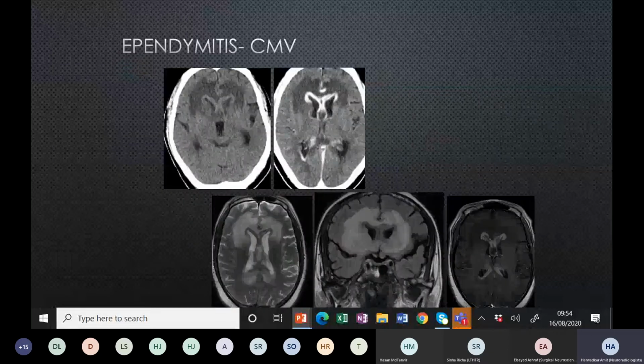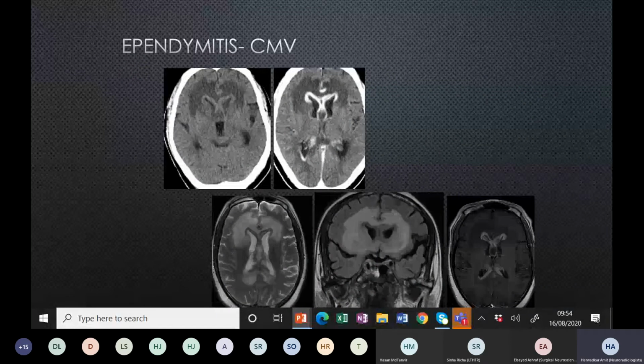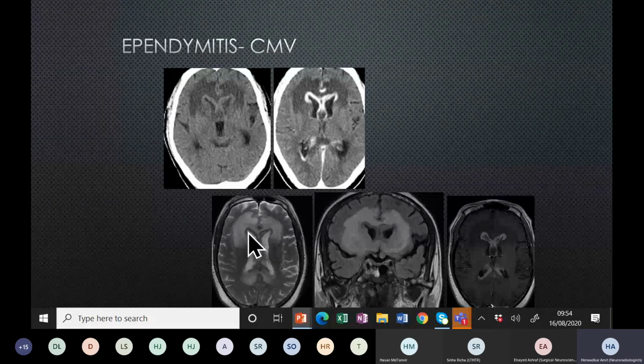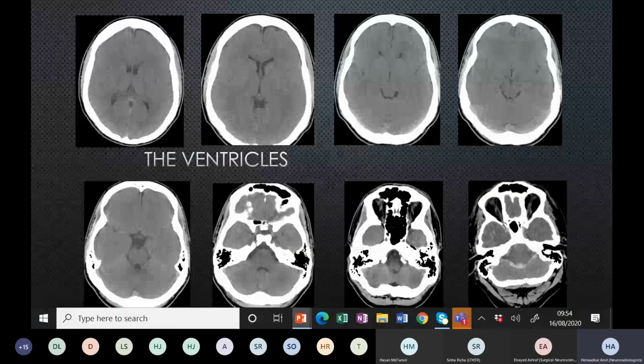The ventricle has to be nice and smooth and thin, but here you can see that the thin layer has become much thicker because there is an abnormality. And if you are suspecting ependymal abnormality, like we saw in the leptomeningeal abnormality, contrast can highlight this ependymal abnormality in this patient who has HIV and cytomegalovirus infection.